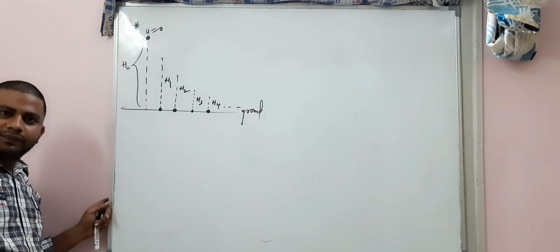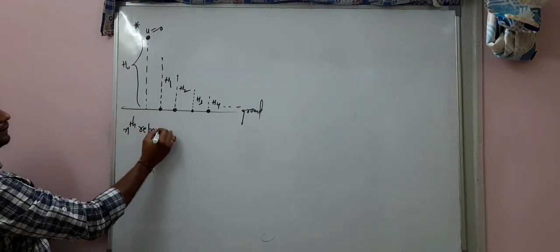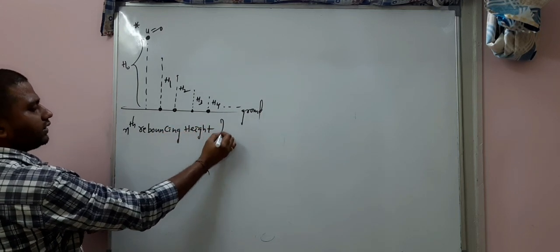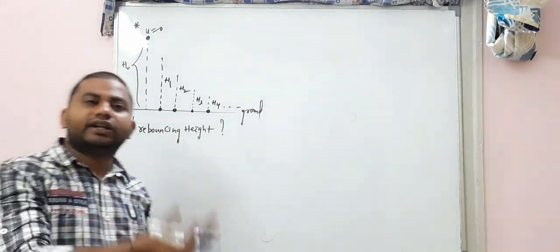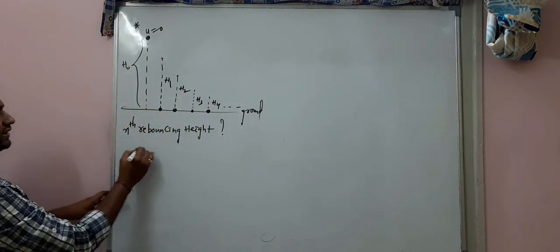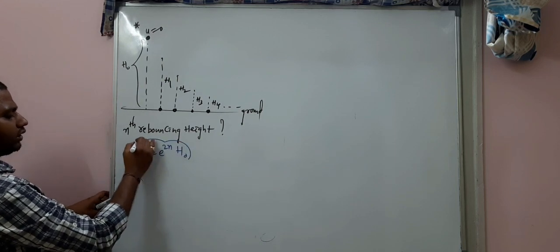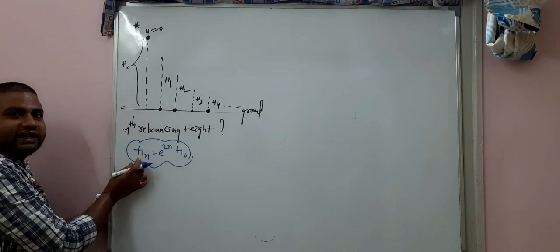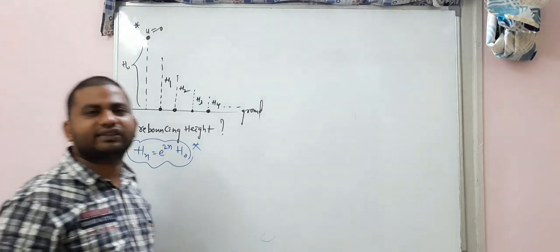So the question is, what is the nth rebounding height? That may be the first rebounding height, second rebounding height, third rebounding height, such questions can be asked. So h suffix n is equal to e to the power 2n into h naught. There is a derivation for this, but it is not required for us. h suffix n is equal to e to the power 2n into h naught, and this was asked in the previous NEET exams.